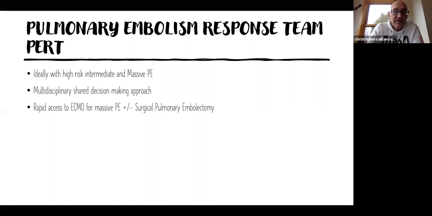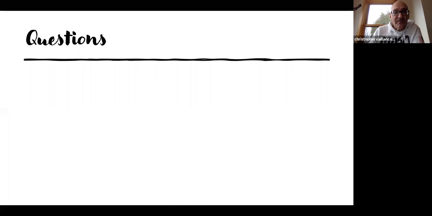And as I talked about in the talk, it should be a patient approach too. If you say to a patient, you have a 10% chance of dying, you have a less than 1% chance of having an intracranial hemorrhage, what risk are you prepared to accept? Rapid access to ECMO for PE, plus or minus surgical pulmonary embolectomy, is probably the way we should be going for our massive PEs. On that note, I will stop.